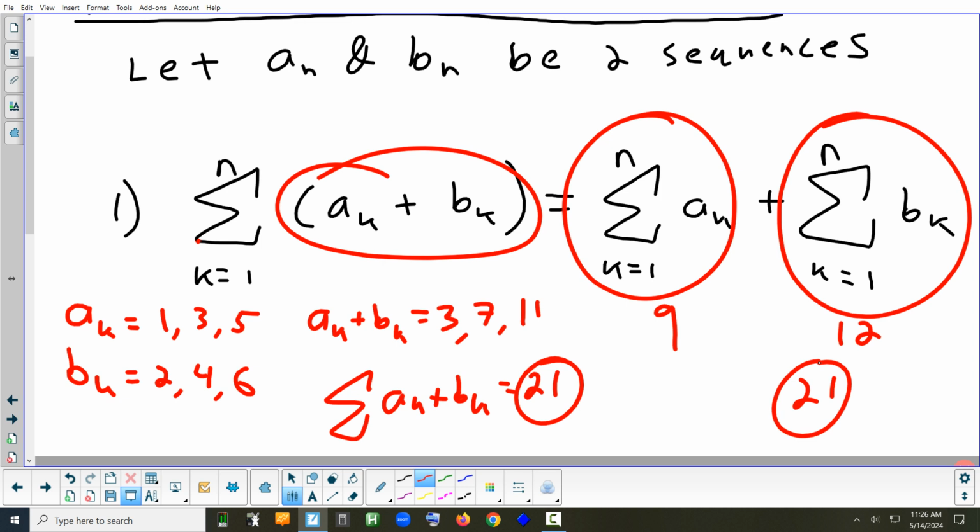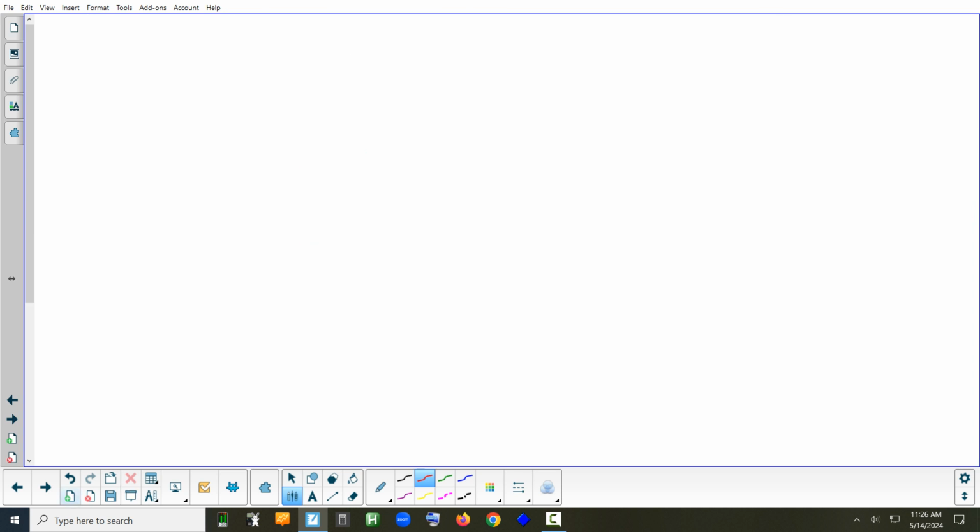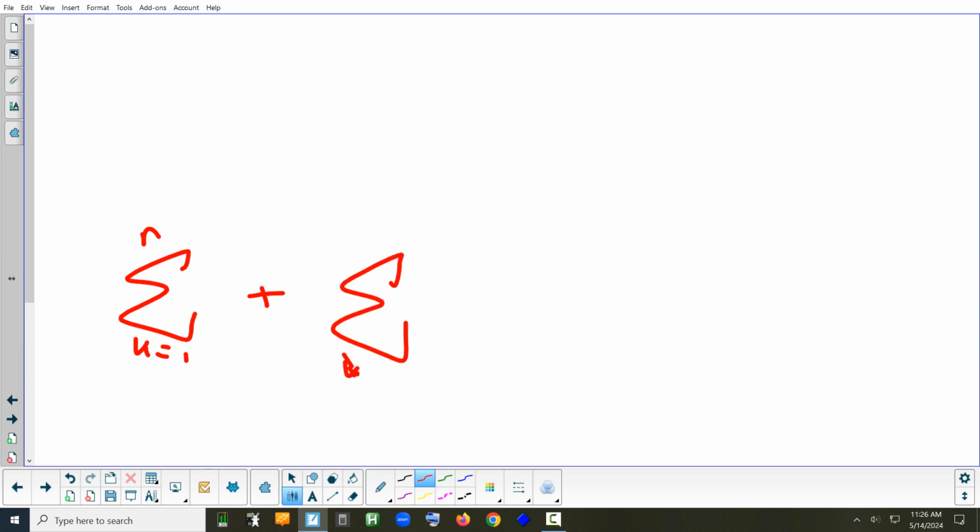Does the two sigmas have to be like the same? Yes, the two sigmas have to be the same. They have to start at the same number, and they have to stop at the same number. You could not combine something like this, say 1 to n, and something that goes like 2 to n. Those aren't like terms. They have to start and stop at the same values.